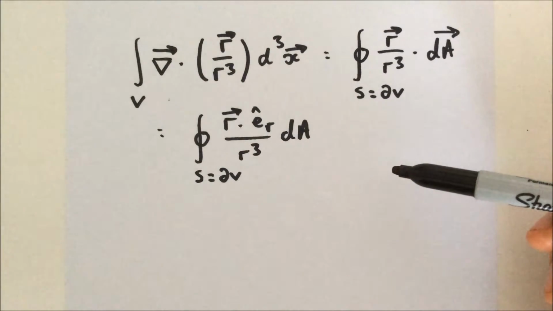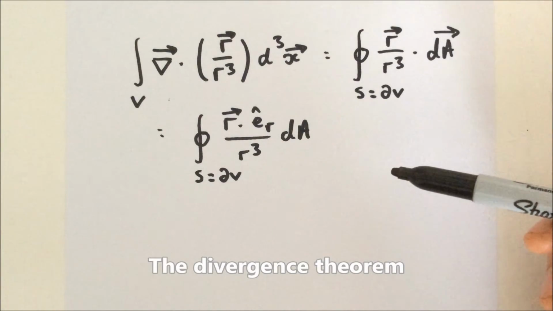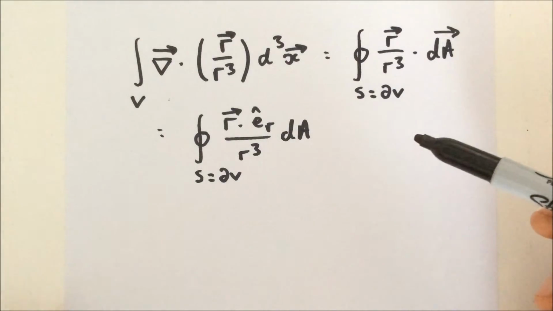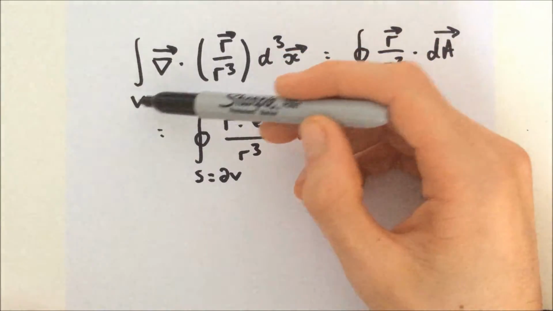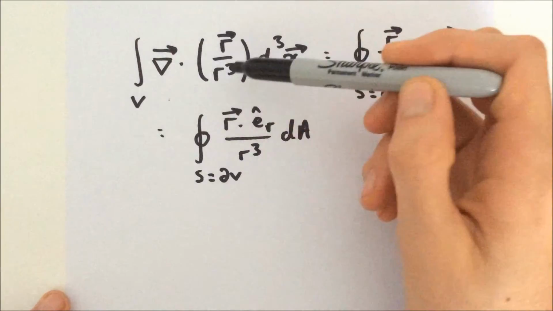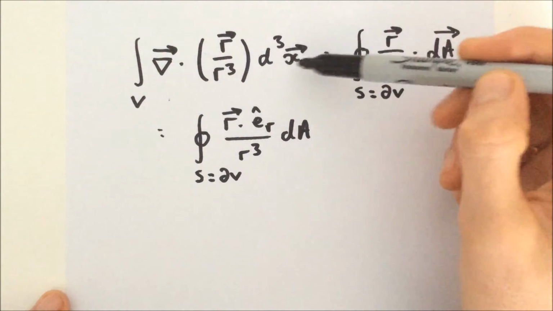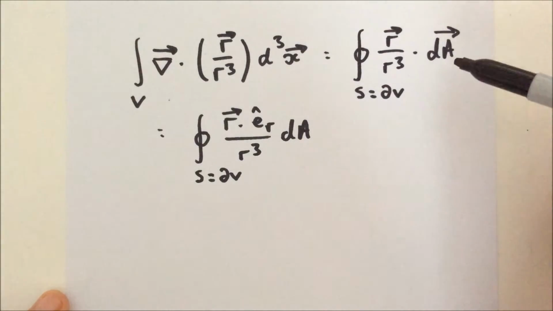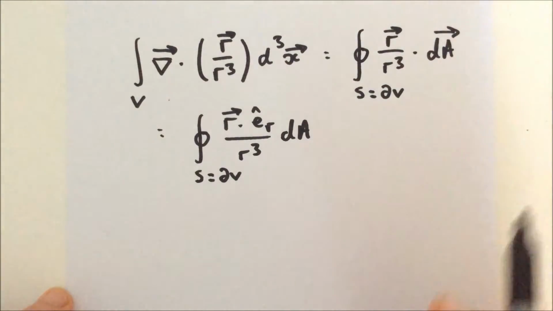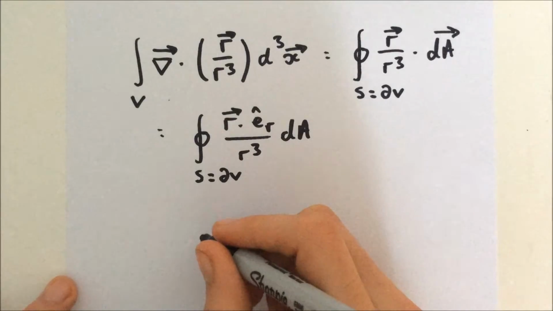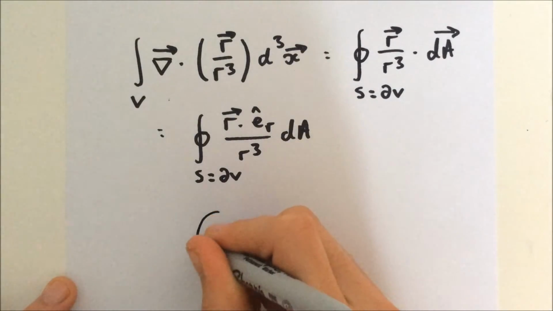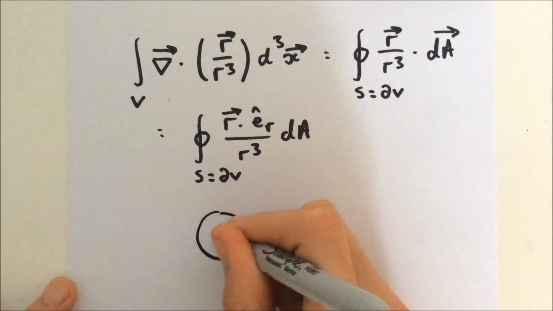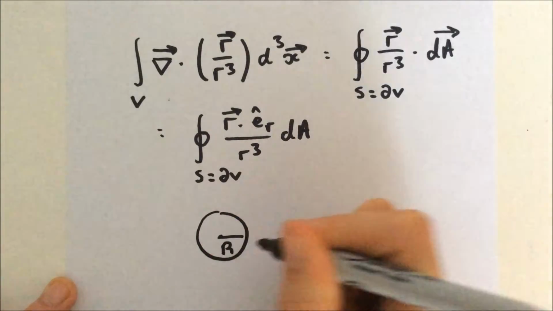Okay, so now we can use the divergence theorem. If you're not familiar with the divergence theorem, then go and watch my videos. But anyway, if we take the integral over our volume V of the divergence with respect to infinitesimal volume, that's equal to the integral of r over r cubed dotted with dA. Okay, so if we take a sphere, for instance, that's what we're working on, and we have a small radius, we call it capital R.